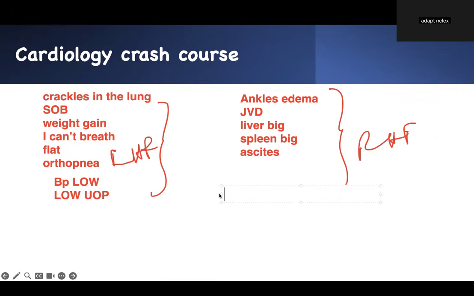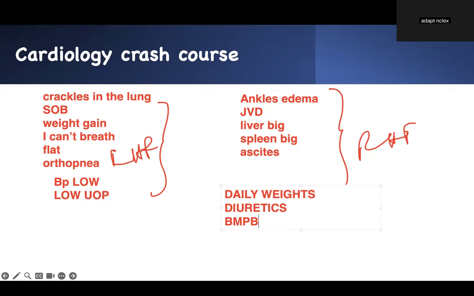What do you anticipate? We're going to do daily weight for all of them, right? But that should not be your priority. They are fluid overloaded, so they will need a diuretic in order to get rid of all the fluid that is causing the problem. We're going to check their electrolytes, right? BMP. That's key.